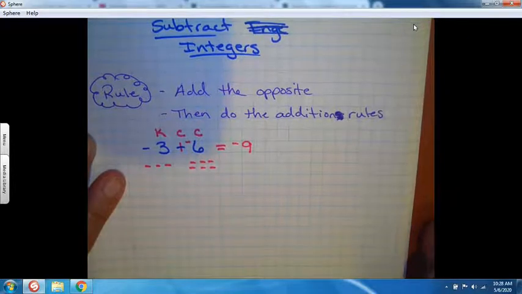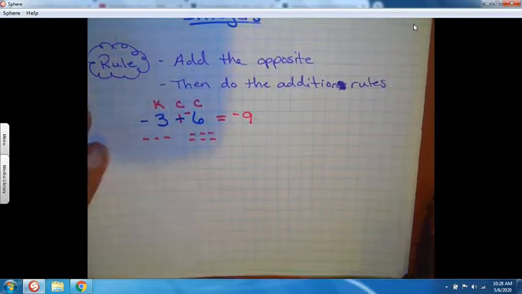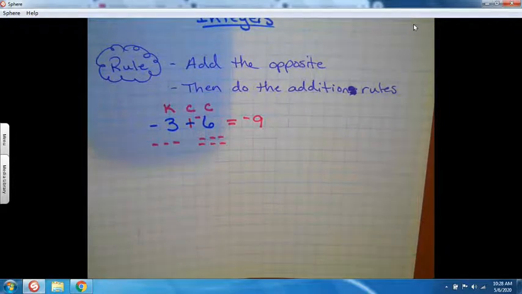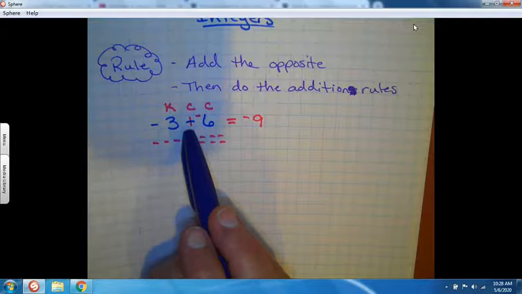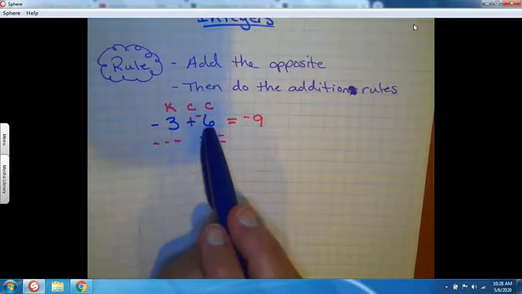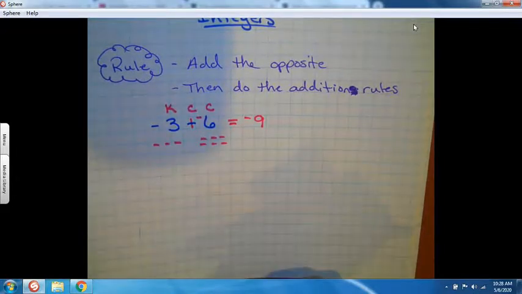Okay, let's try another one. Okay, put your magic wand down. Copy this problem, because you want your magic wand to stay the same color every single time. And you have to understand it's add the opposite, and then follow the addition rules. Keep, change, change. All right, let's do another one.